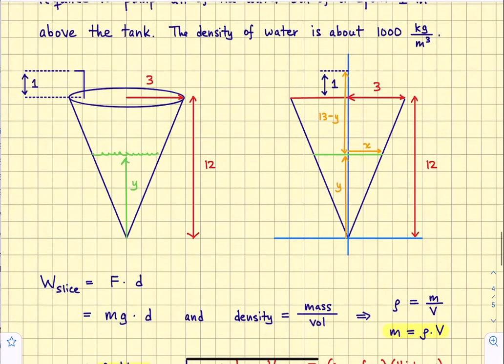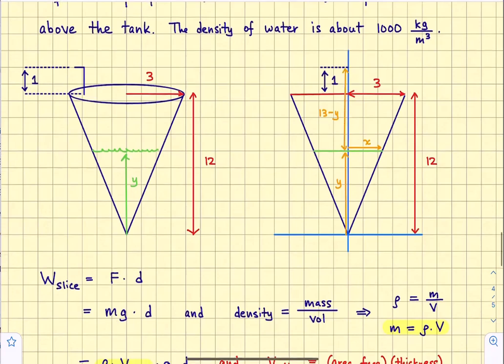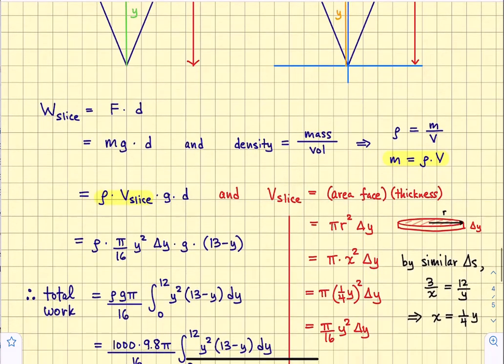Well, if our slice was sitting here, we need to move it this distance. And when we had a slice height of y, the distance that we need to move it through, in this case, is 13 minus y. So we'll put that in for our distance. Vertical distance is 13 minus y when we're at a slice of y. And we're just about done. We've done as much as we can do with this. And so now we're ready to accumulate all of the work on all of the slices.